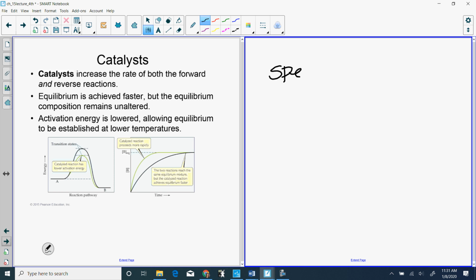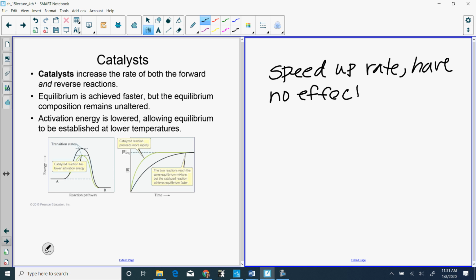Catalyst. Effect or affect? Effect is the verb. If it's the subject of the sentence, not the subject, the direct object is effect.